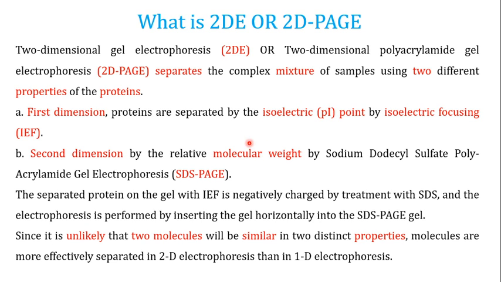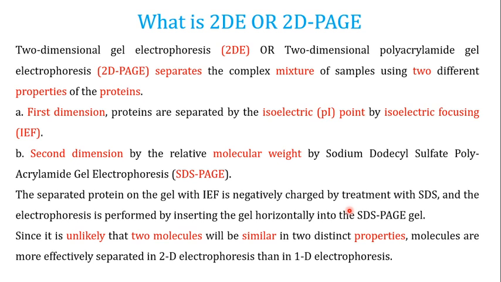Now what you do is, when in the first dimension you separate the proteins on the gel with isoelectric focusing, those particular proteins are then negatively charged by treatment with SDS, and the electrophoresis is performed by inserting the gel horizontally into the SDS-PAGE gel. You will see that in a while.